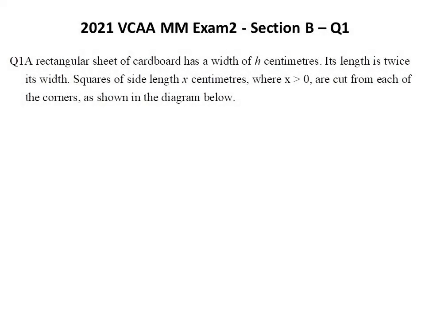Welcome to this VCAA exam paper series. This is section B of 2021 exam 2 paper. There are a total of 5 extended response questions in section B. In this video, I will present you the first question.